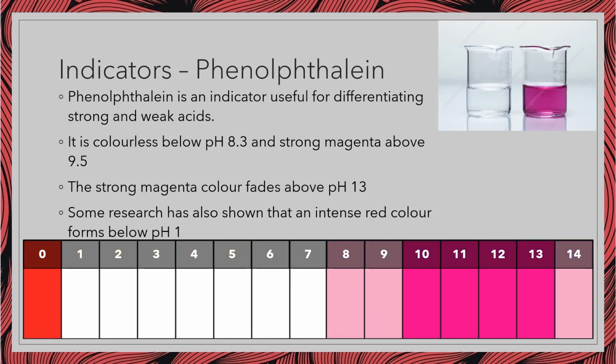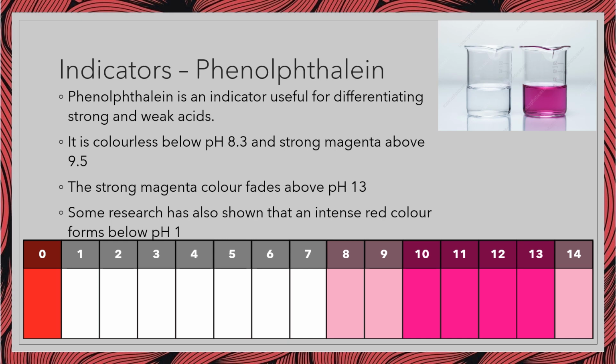Phenolphthalein, this is a very useful indicator for differentiating between strong and weak bases. It's colorless below a pH of 8.3. It's a very strong magenta, so very hot pink, above 9.5.